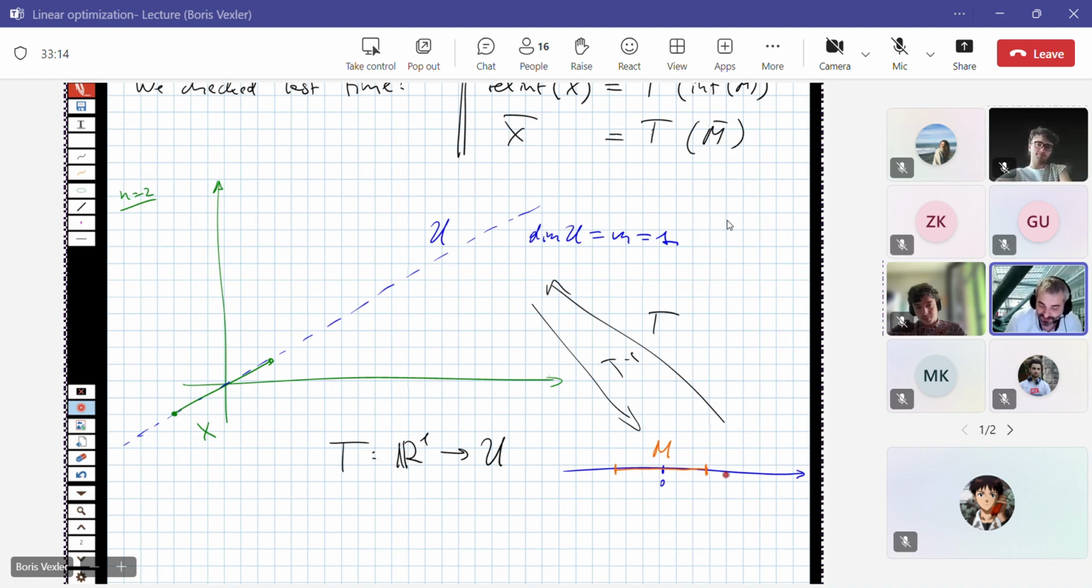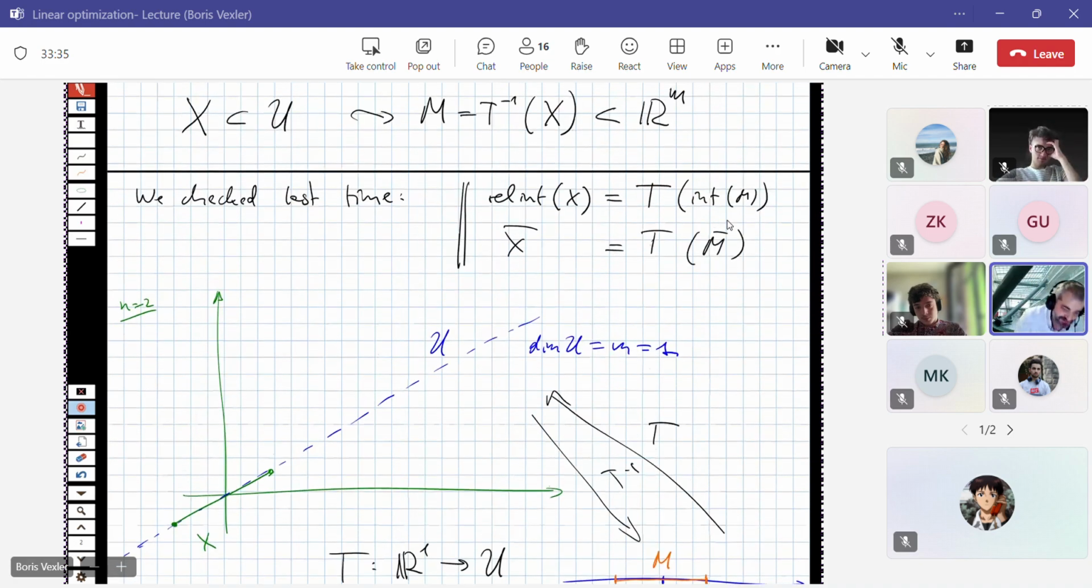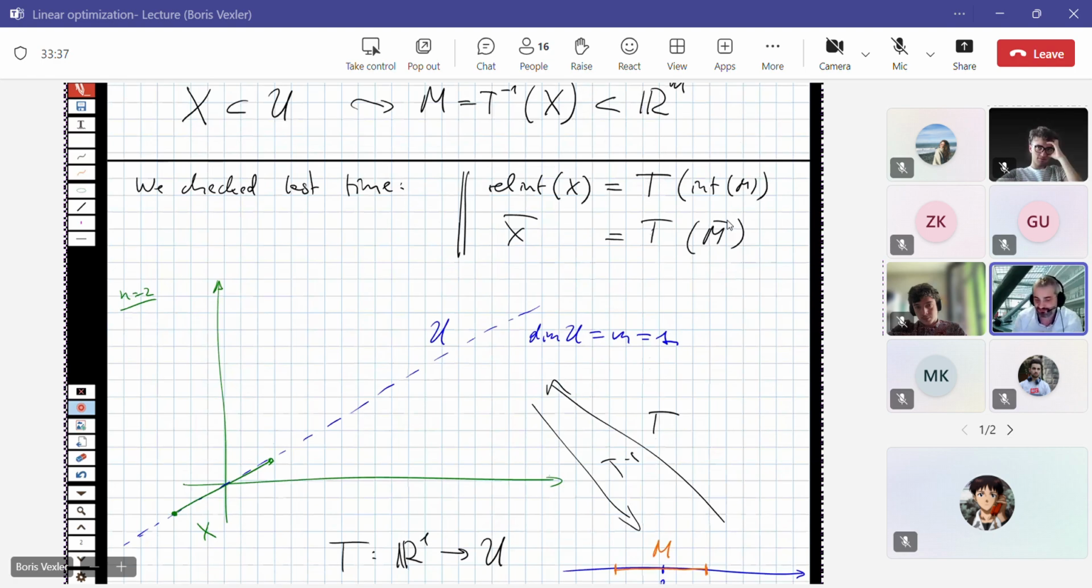And therefore the interior and relative interior here will be the same. This is probably important to say. Here for M, interior and relative interior are the same, and then we can work just with the usual interior here. And with the mapping T, the usual interior of M corresponds to the relative interior of X. Okay, this is somehow the trick, if you want.